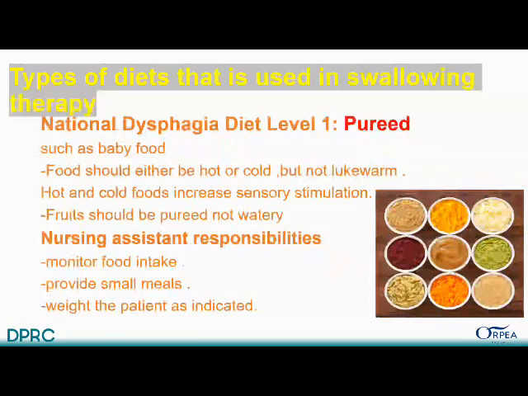Types of diet used in swallowing therapy. National Dysphagia Diet Level 1, pureed, such as baby food. Food should be either hot or cold, but not lukewarm. Hot and cold food increase sensory stimulation. Fruit should be pureed, not watery. Responsibilities for the nurse: monitor food intake, provide small meals with the patient as indicated.